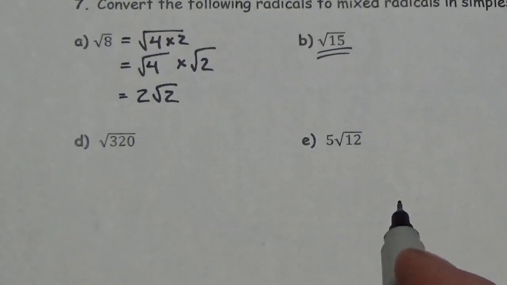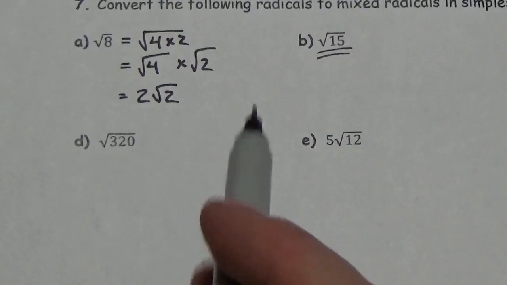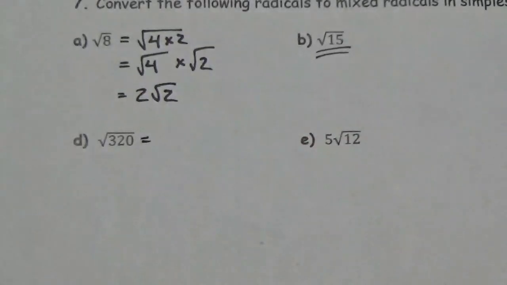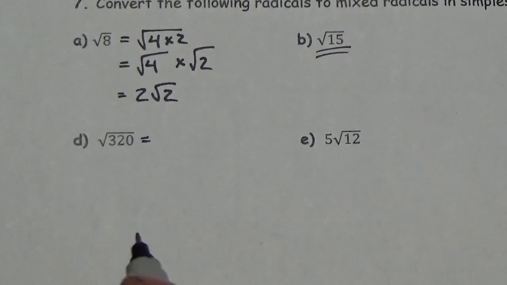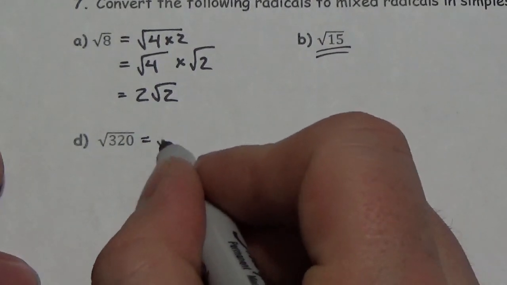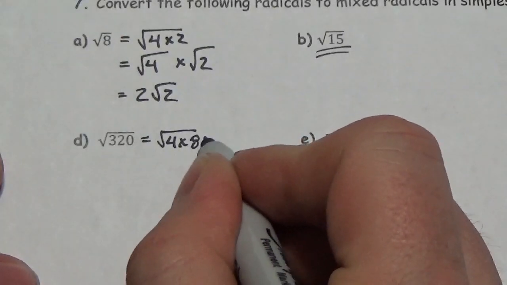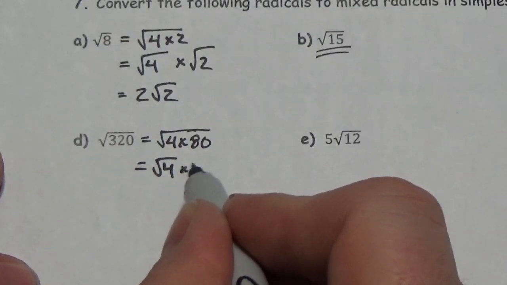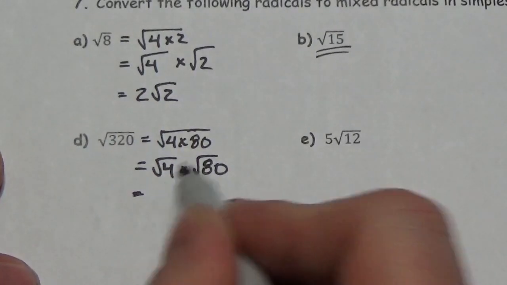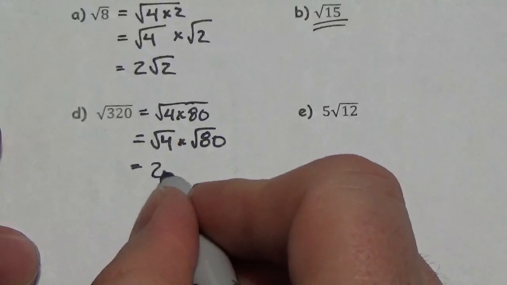Ooh, root 320. Okay, now this is getting to be a little bit bigger here, so we're going to have to do a little bit more work. What's the largest perfect square that's a factor of 320? Well, it's certainly divisible by 4. So maybe that's what we should do here. Let's divide that by 4. And that's going to get me the square root of 4 times 80. So I know that this will be root 4 times the square root of 80. And I know that the square root of 4 is 2. So 2 root 80.